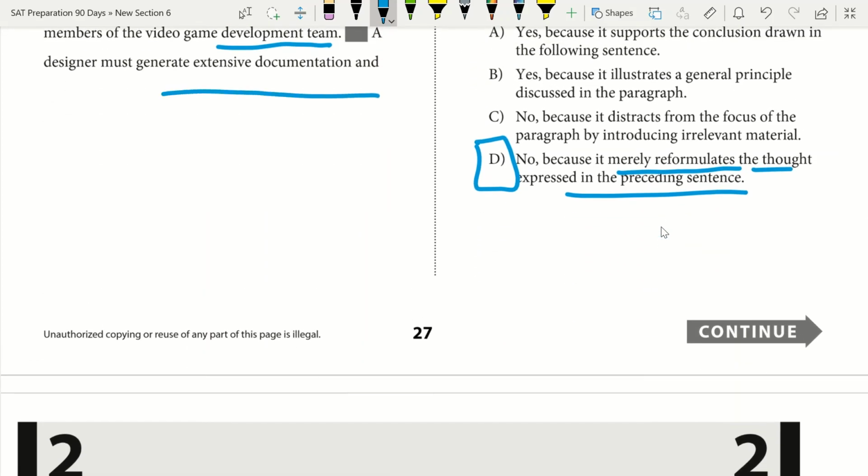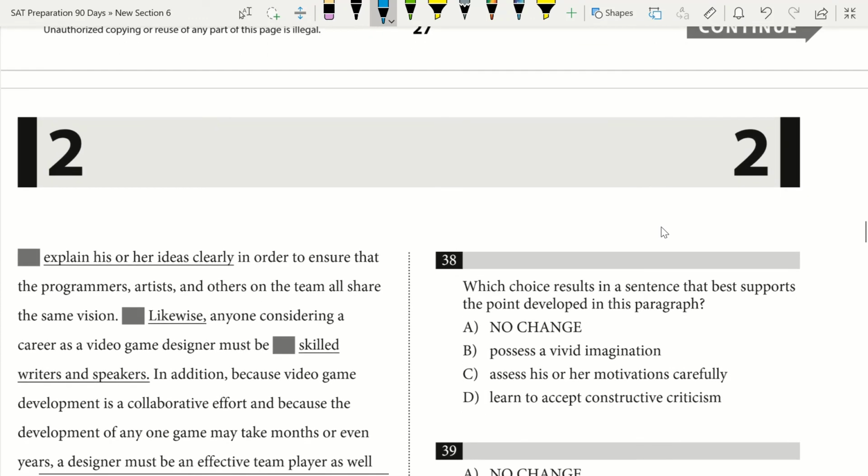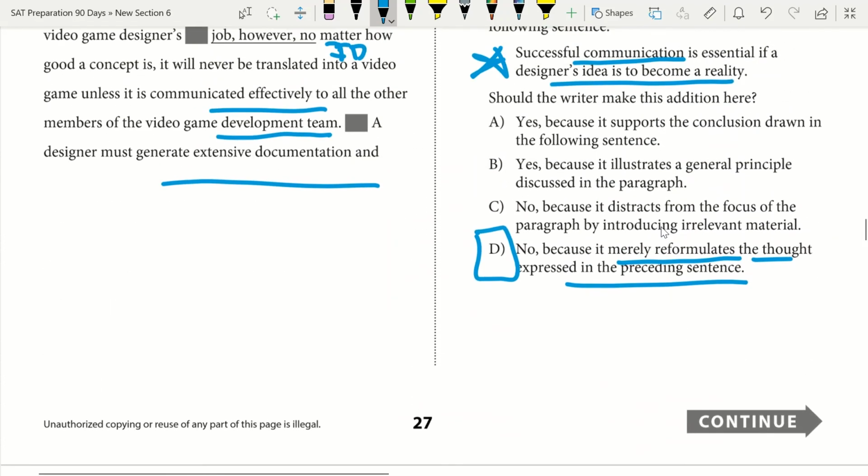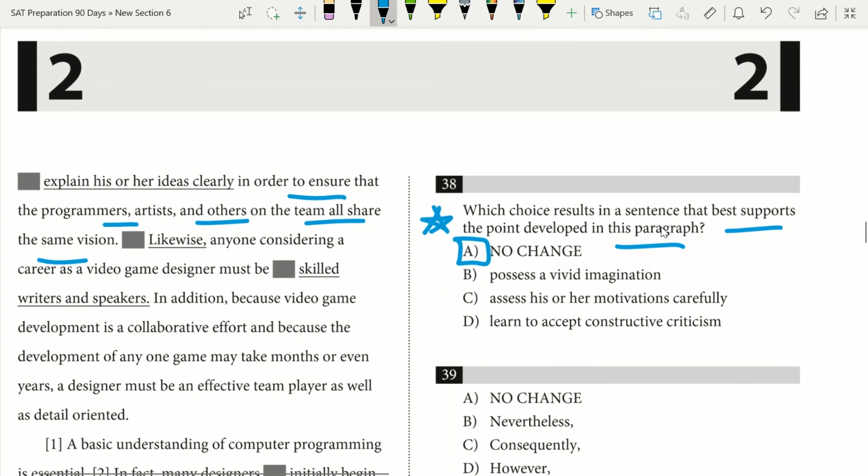All right, a designer must generate extensive documentation and explain his or her ideas in order to ensure the programmers, artists, and others on the team all share the same vision. Okay, which choice results in a sentence that best supports the point developed in this paragraph? All right, well, correct answer for 38 there, that's going to have to be A, right? We're talking about how in the previous part of the paragraph, and we want to support that point that we're developing in the paragraph, so we want to find that point. That point is that we have to communicate effectively, right? We say that right here, and then we go on to talk about how we need extensive documentation, and how we have to explain our ideas clearly or communicate successfully like we talked about above. Okay, so that's supporting that point developed.